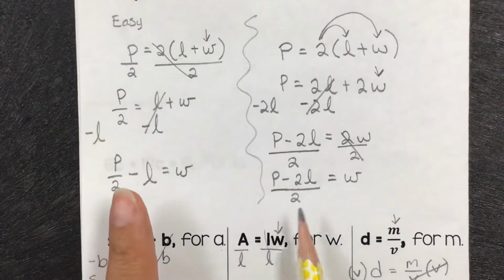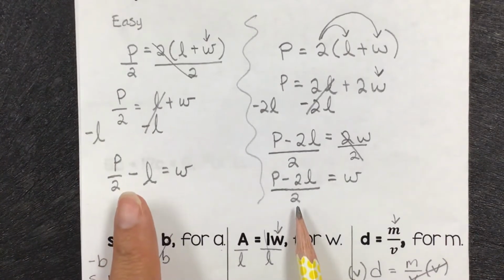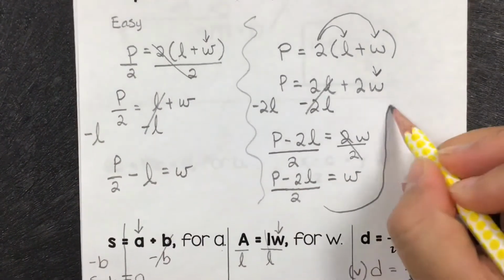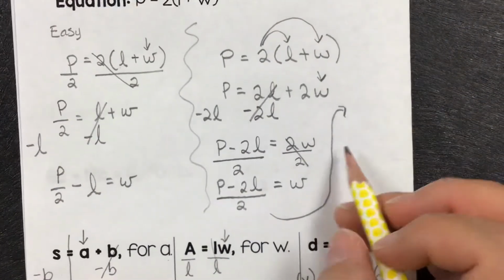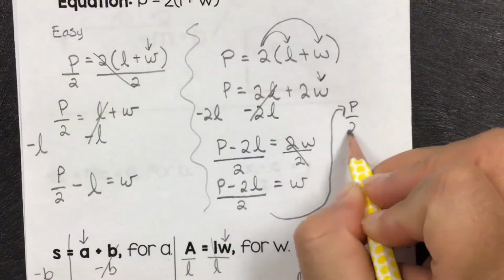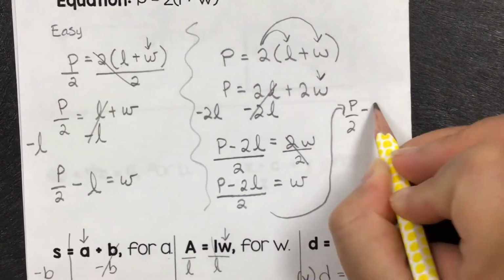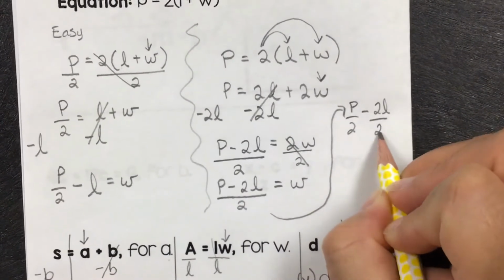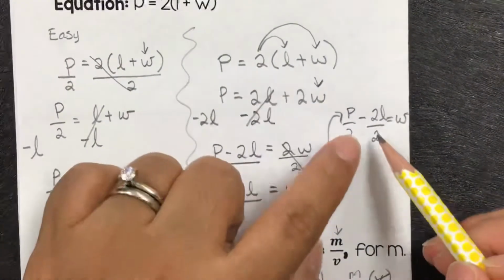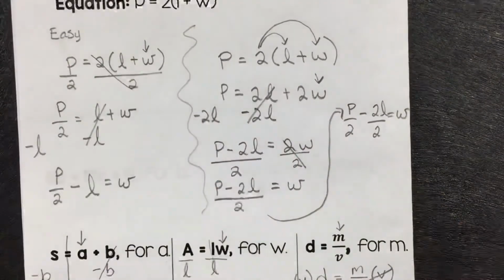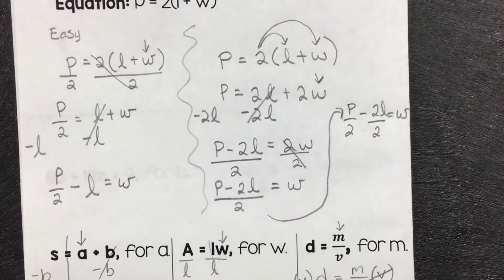So why does it look different from this one? Let me move it over here because I run out of space. What happens is that you can divide P by 2 and 2L by 2. And it's still equal to W. This is a very important concept. The whole numerator is divided by 2. That means the P was divided by 2 and the 2L was divided by 2.